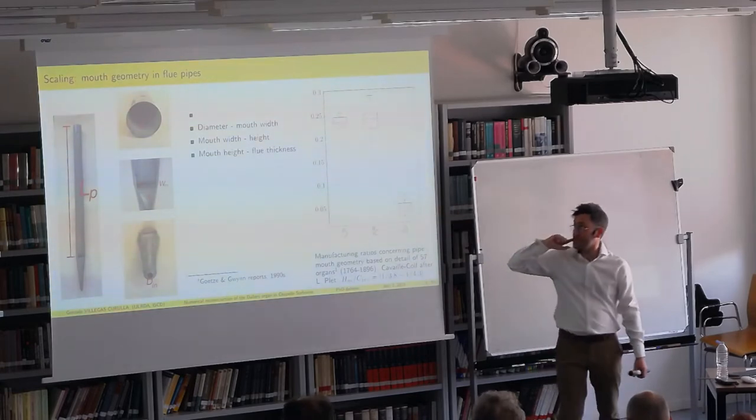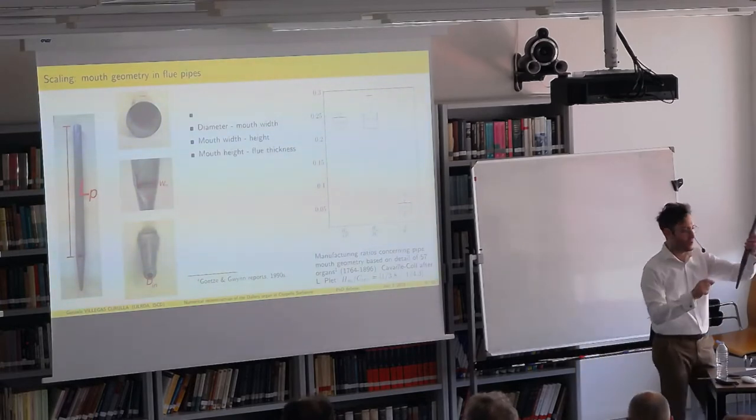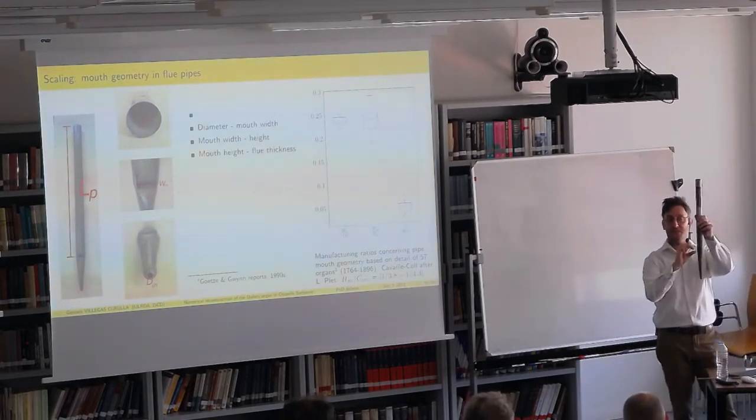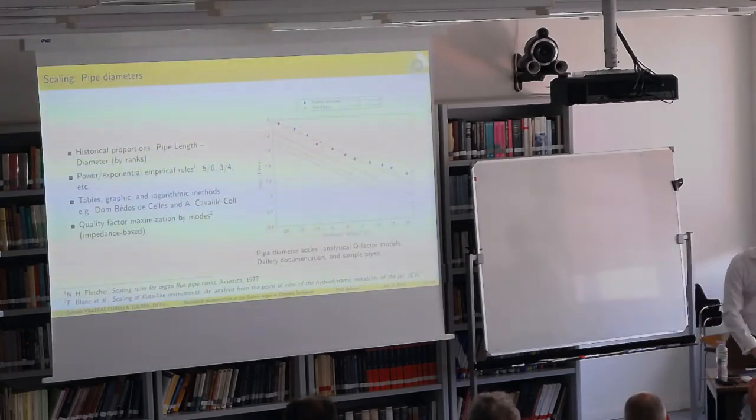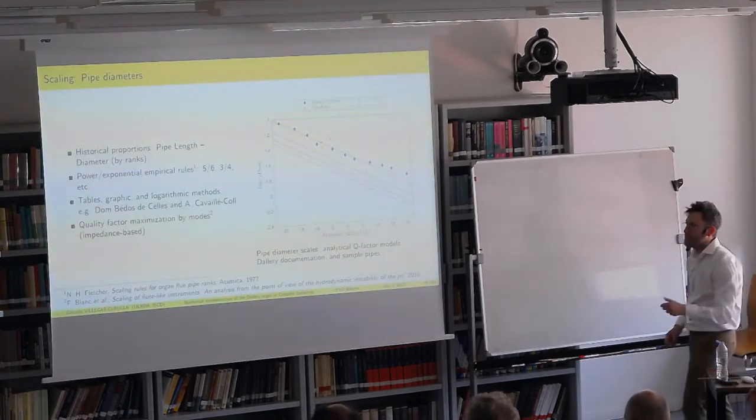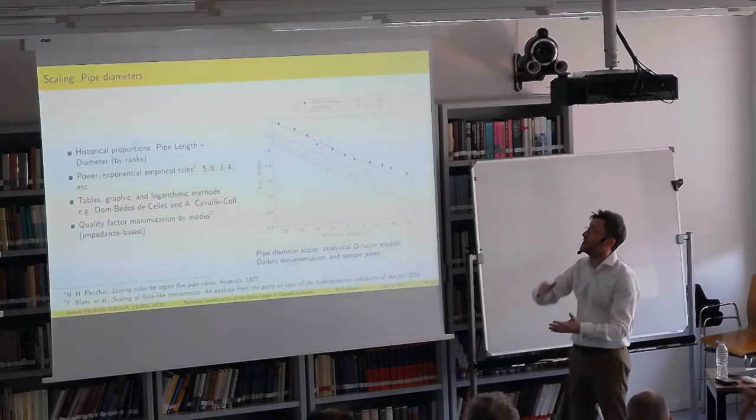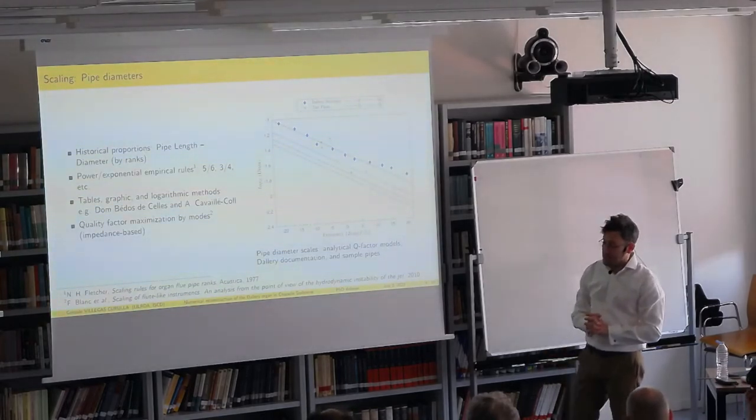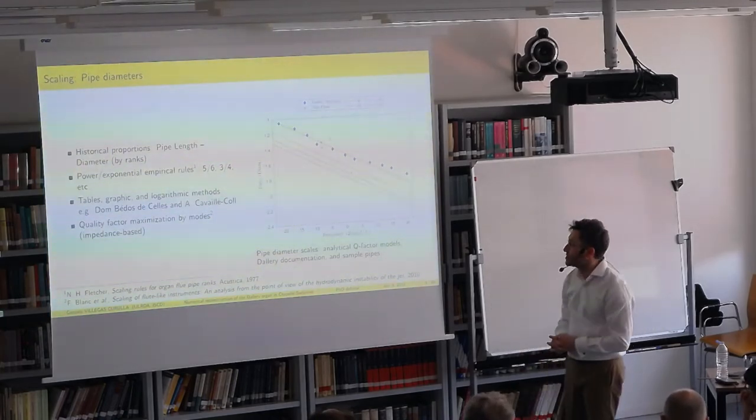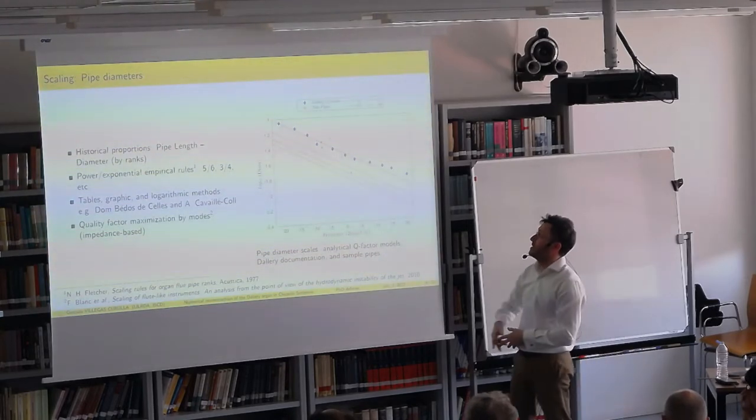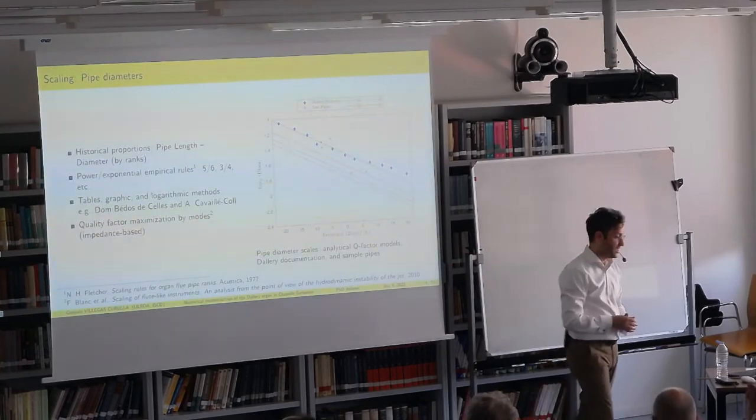We have used good sample data to have a better approximation to know how to find this dimension, and this dimension here. Furthermore, we have criteria for dimensioning the diameter of the pipe with respect to its length. This can be done by historical rules, Pythagorean rules, power rules, or it can be done as per the image on screen, where we are considering maximization of the quality factors.